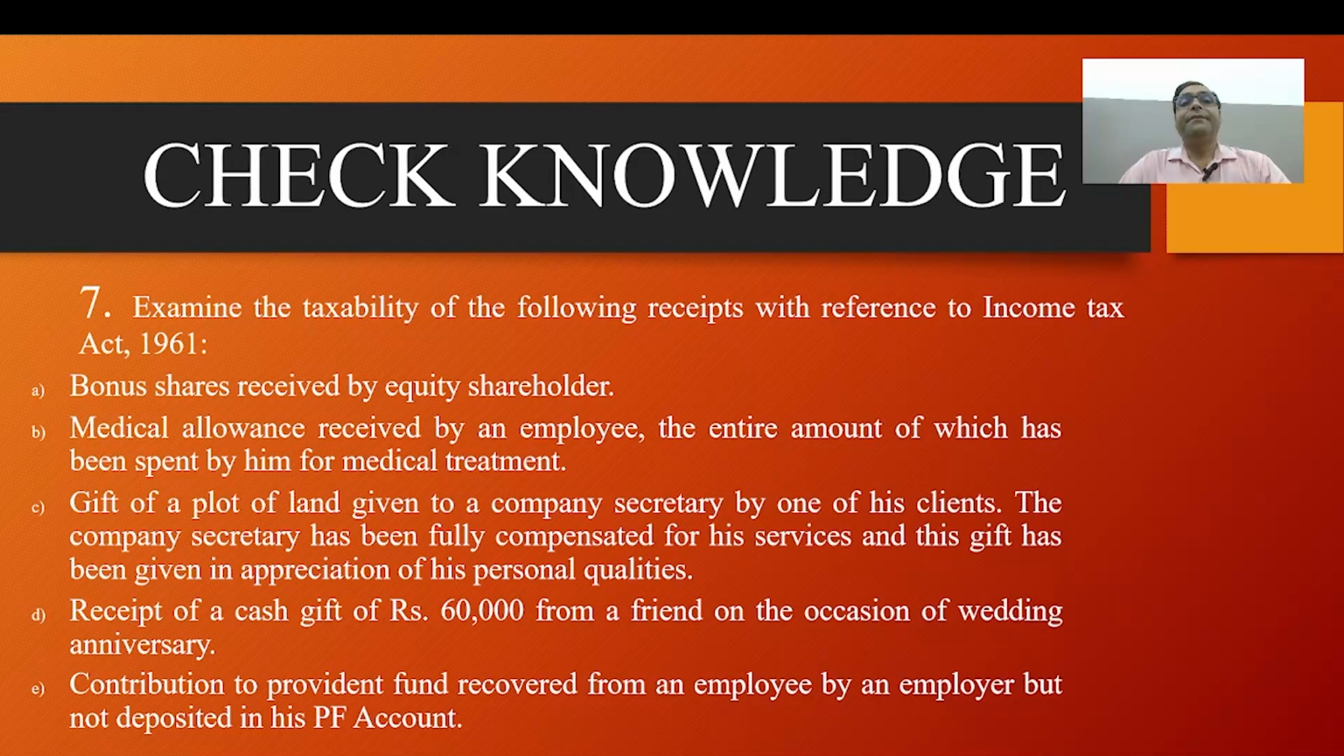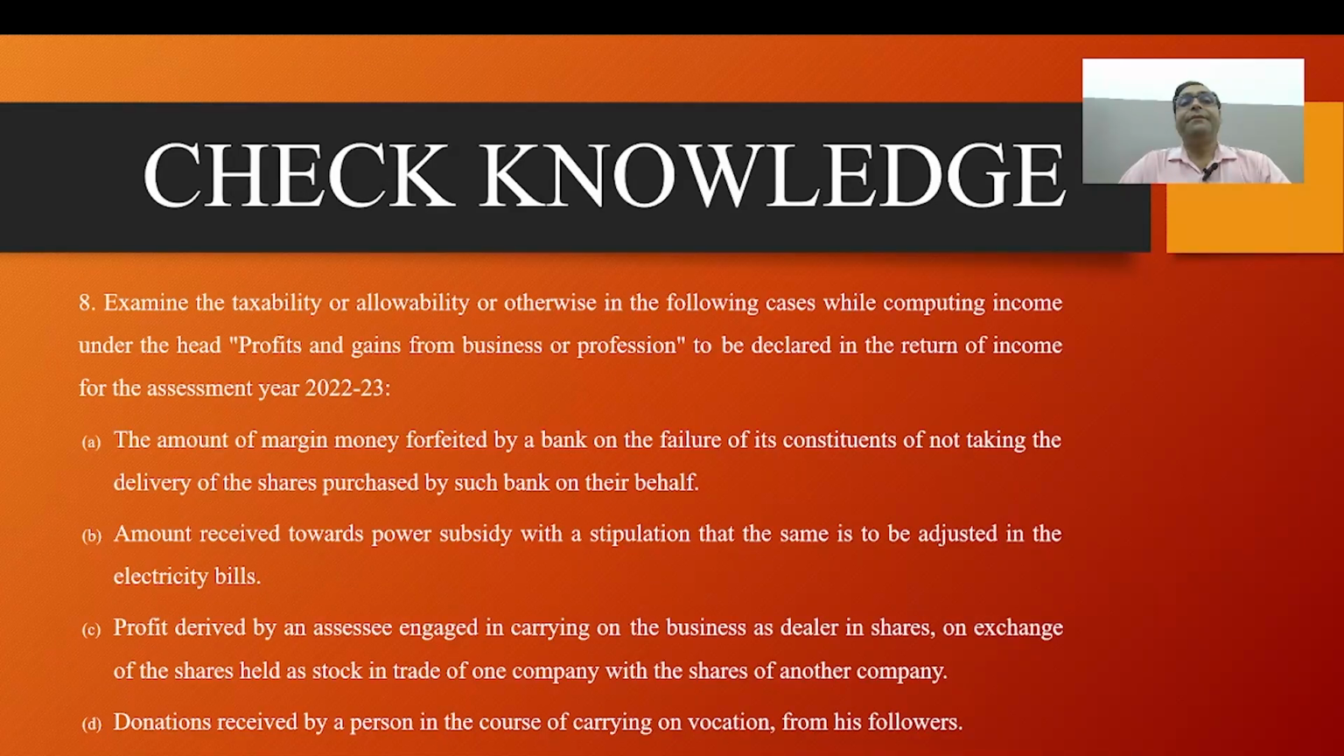I have already discussed in detail, in the calculation of an individual's income, how to calculate the gross total income and what will be deducted. Now I will be discussing the last questions. Examine the tax liability or allowability or otherwise in the following cases while computing the income under the head profits and gains of business or profession, to be declared in the return of income for the assessment year 2022-23.